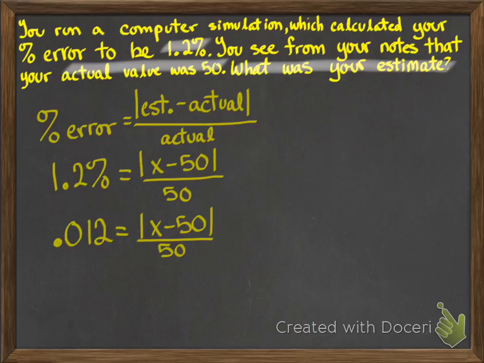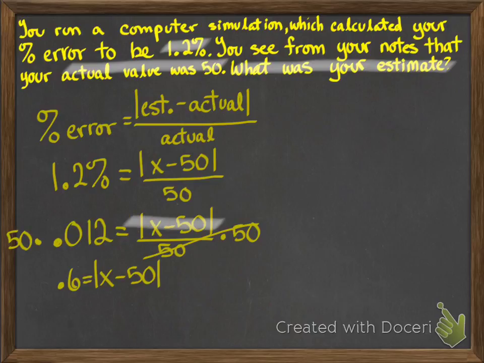Now, how do you get x by itself? You have that absolute value being divided by a number. Let's get rid of that divide by 50. How do you get rid of divide by 50? You're going to multiply both sides by 50. Those guys cancel out. And you get 50 times 0.012, which is 0.6, is equal to, now when those 50s cancel out on the right-hand side, you're just left with x, the absolute value of x minus 50.